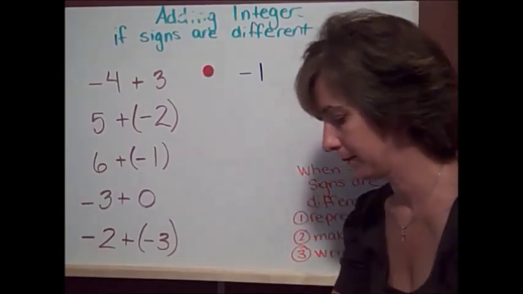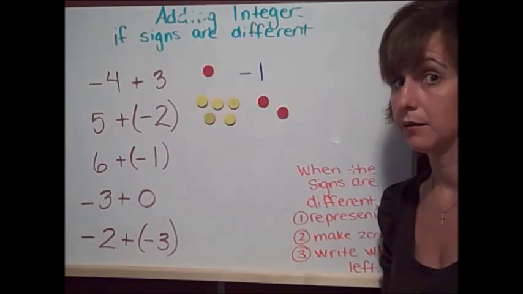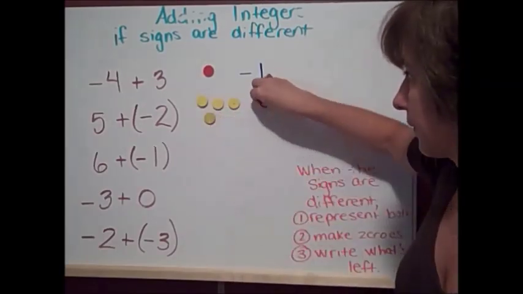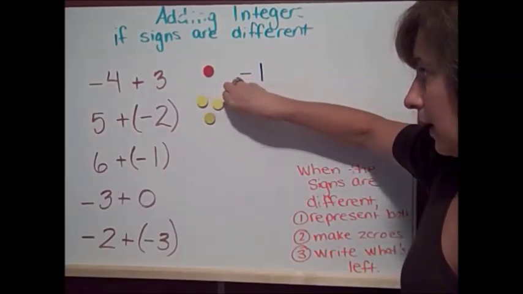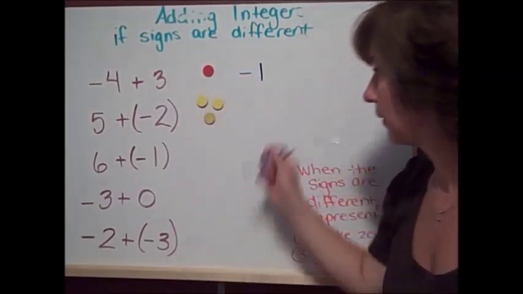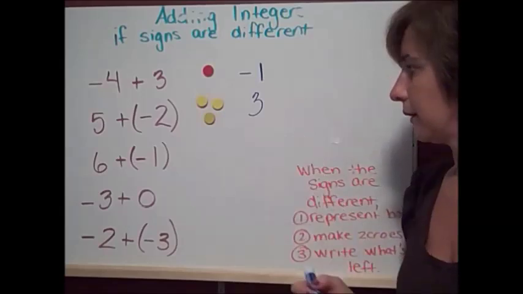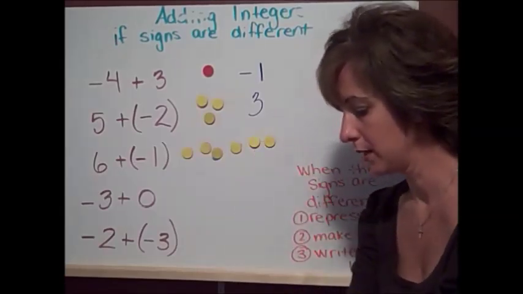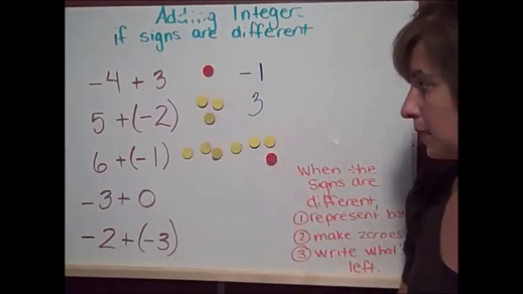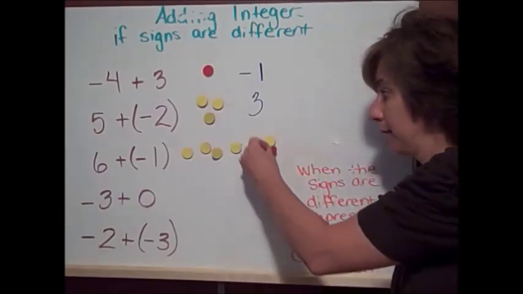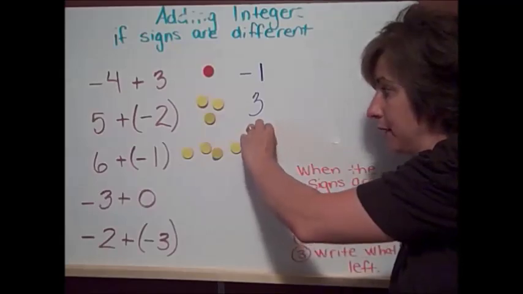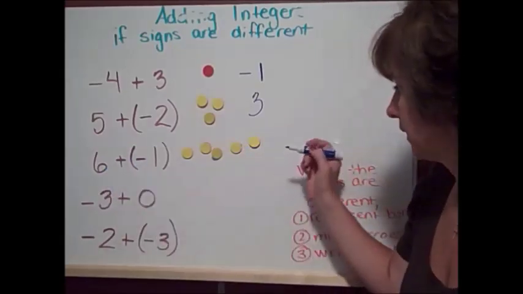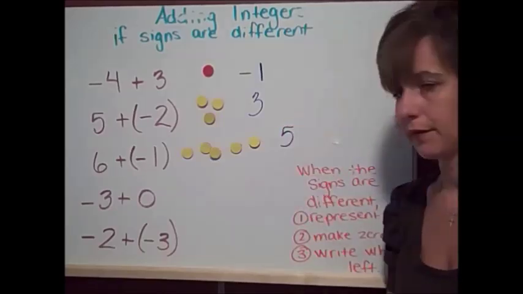Let's try the next one. Means that I could make 2 sets of 0 and be left with +3. 6 yellows and 1 red means that I am left with 5 yellows. So 6 plus -1 is 5.